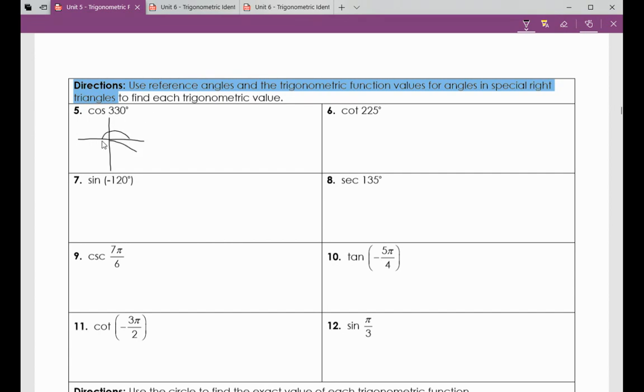Would it be over here somewhere? Okay, that's between 270 and 360. Now, reference angle, that's this little angle right here. So if this angle is 330 degrees, theta prime means reference angle. And reference angles are always positive and acute. Reference angles cannot be negative, even if your angle is negative.